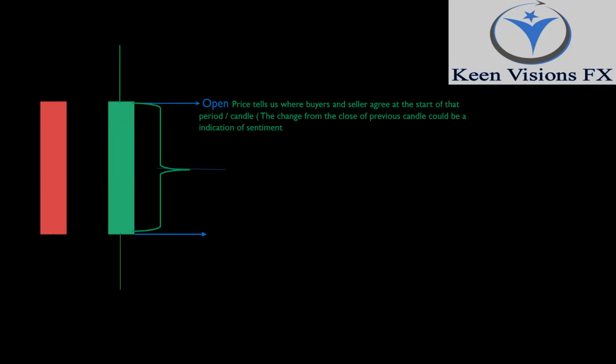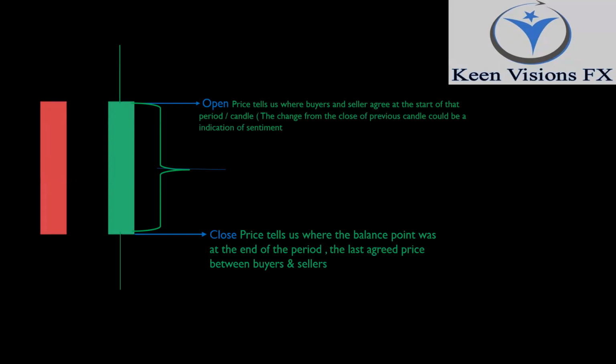So first we have the opening of the candle. The open is going to be where price tells us where buyers and sellers agree the start of that period or that candle. Now, the change from the close of the previous candle could be an indication of sentiment. Just a brief FYI, guys, feel free to go back to our gap lecture, and you guys can understand how the changes from the previous close to the most recent candle can actually give us an indication to where price may go.